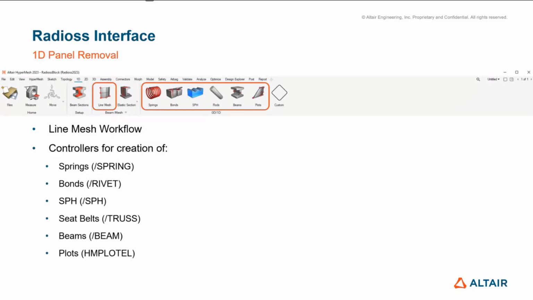One of the major changes in this release, for all the interfaces and of course for the explicit solver interfaces as well, is the final panels removal. One of the biggest, which was pending, is the removal of the 1D element panels. This has now been fully removed, and you now have access to the 1D ribbon in HyperWorks with access to the different icons for the creation of the different 1D elements: springs, rivets, SPH, truss, beam, and plots for the HM plot element.